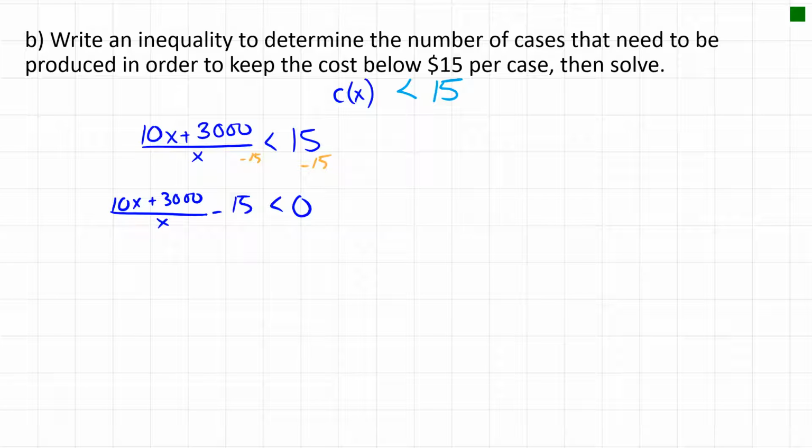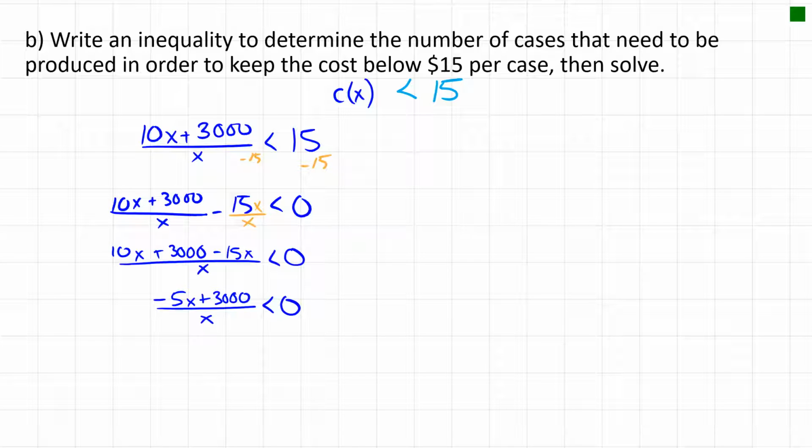And now we need to combine this into one fraction. So multiply 15 by x over x to give that term the same denominator as the other expression. So now I have 10x plus 3,000 minus 15x, all of which is over the same denominator, x, and that's less than 0. Well, simplifying this, 10x minus 15x is negative 5x plus 3,000, all over x, is less than 0.